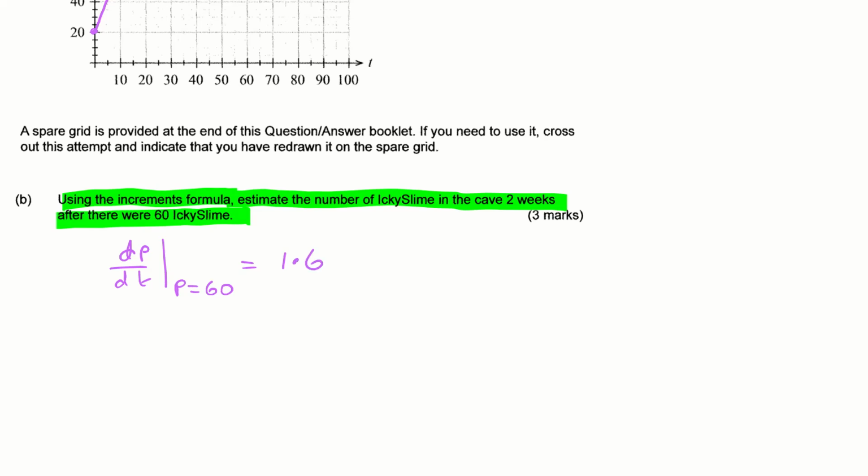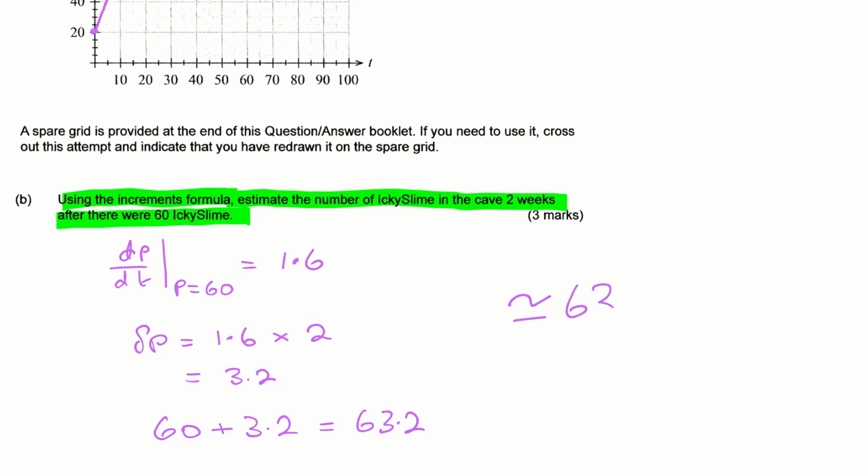It's just a case of substituting 60 into the differential equation we were given. Delta p then is going to be 1.6 times delta t, which is 2 here, which is 3.2. So we've got 60 plus 3.2 is 63.2. And you can't really have 0.2 of a fish, so I personally would give that as approximately 63.